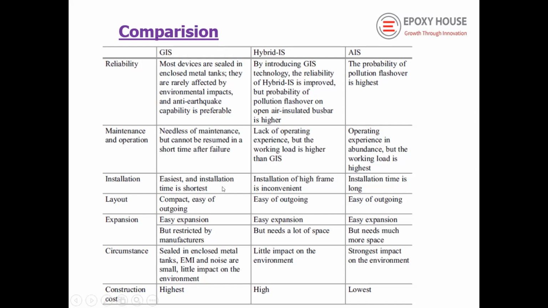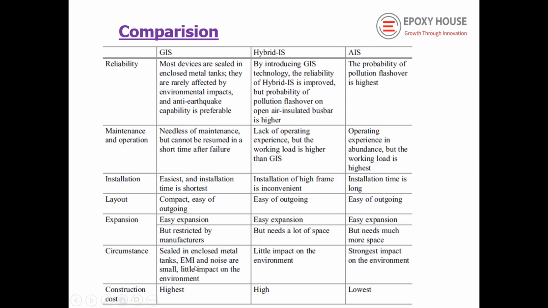Installation: because it is completely manufactured in the factory, it is only bay-wise that it has to be assembled on site. The installation is the easiest one, and the layout is very compact. Then the expansion is easier, because whenever the design of a GIS component is made, the expansion requirement in the future is considered. So there is space given for additional bays. Considering that, expansion is very easy, and the land requirement is not critical for the expansion.